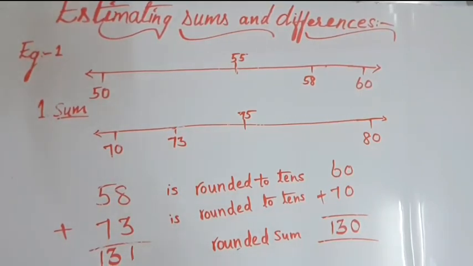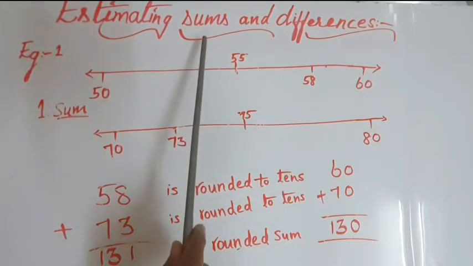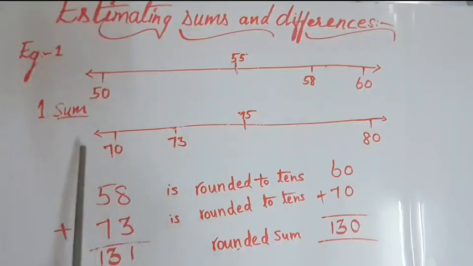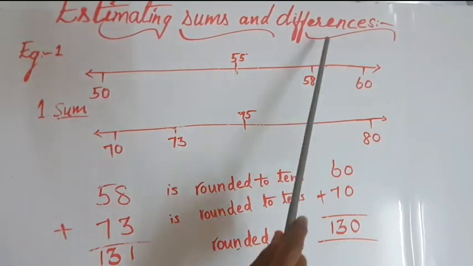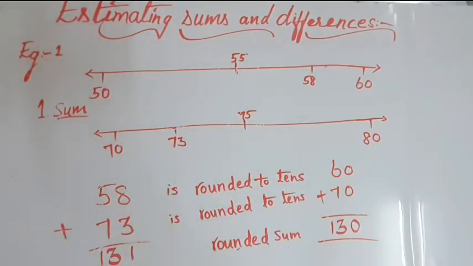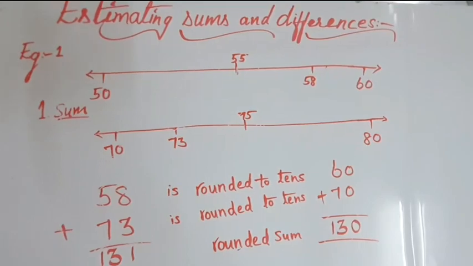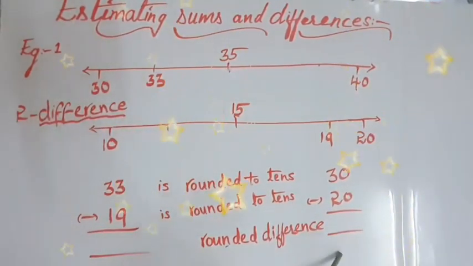In the same way we can do the nearest to 100 also, but our topic is only sums and differences. I have explained how to do the sum, that is addition. Now I'm going to show you how to do the differences. There is not much difference between them, because in addition we have to add, in subtraction we have to subtract. That's all. Now observe here carefully.